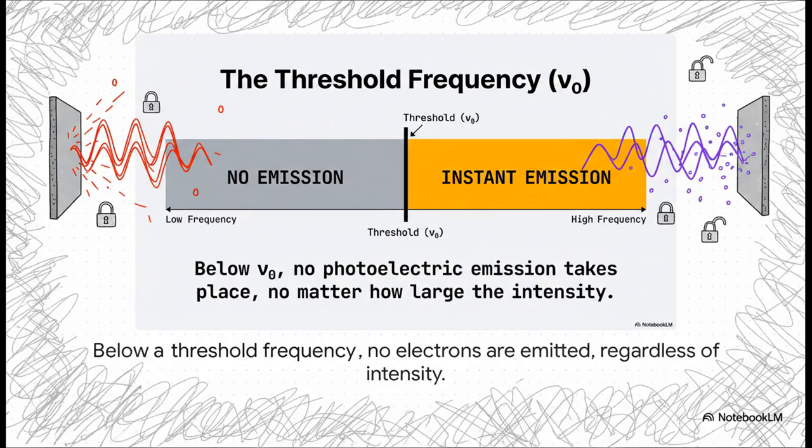But then you shine even the faintest little violet light on it, which has a higher frequency, and boom, electrons shoot out instantly. It's like trying to open a lock with the wrong key. It doesn't matter how hard you push.